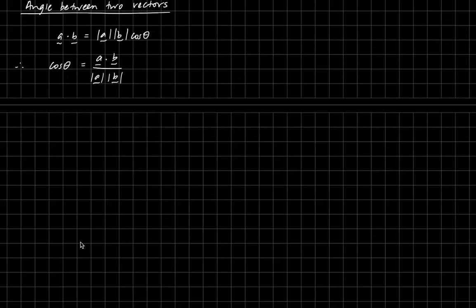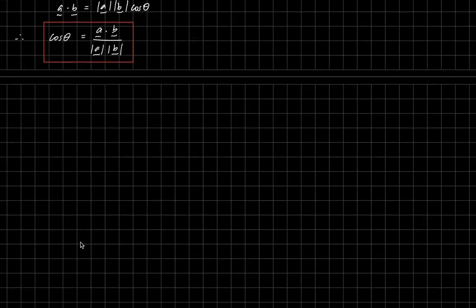Now that's not a formula that is given to you on the formula sheet. You do have the one above it, the geometric one, and also the component one. We're not given this one on the formula sheet, but as you can see there's no real need to learn that one because it follows pretty simply from the geometric definition that is given to us. So let's think about how we could use that to find the angle between two vectors.